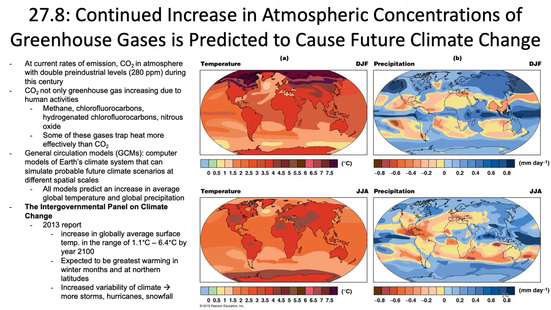They expect the greatest warming to be in winter months. I can literally look outside my window and see that right now, at northern latitudes. There's also going to be not only greater warming, but also increased variability of climate. So we talked about those temperature anomalies, more storms, more hurricanes, more snowfall, which you have all witnessed in your lifetime.